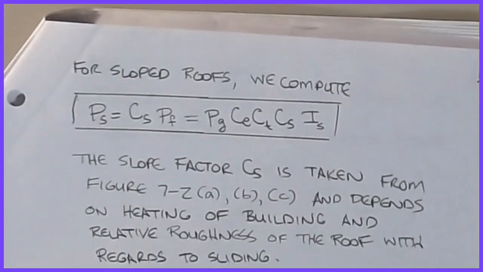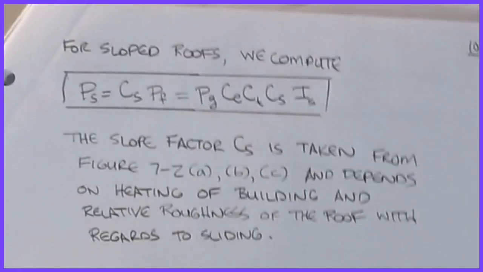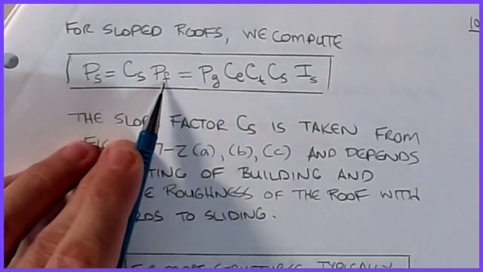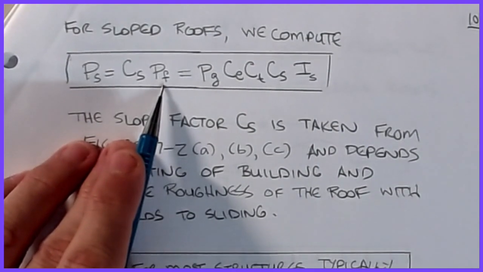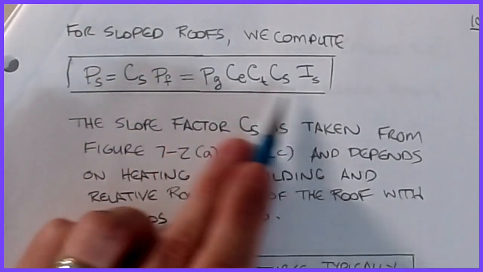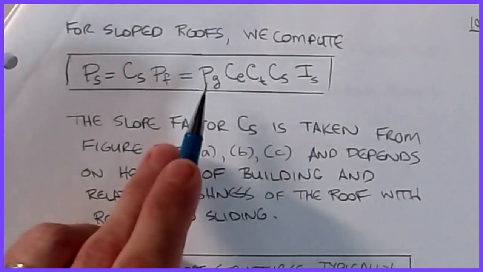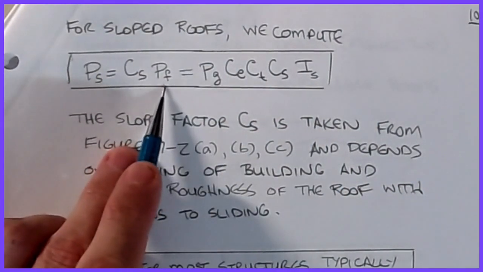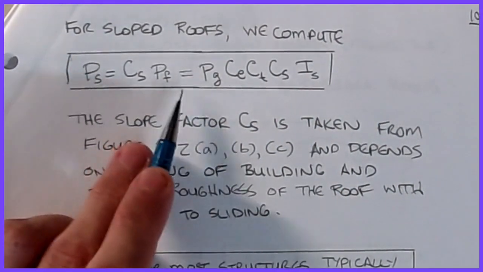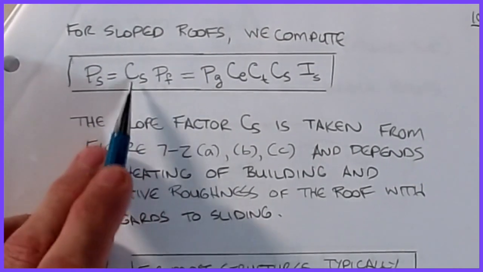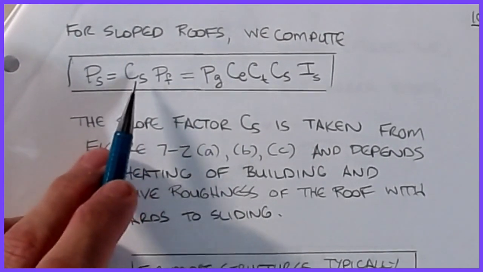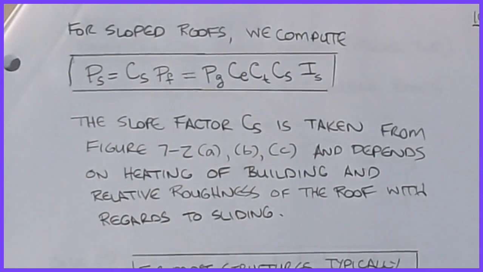Then the only other factor we have to talk about is for sloped roofs. For a sloped roof, all you're doing is taking the PF value that we just calculated, that flat roof snow load. And when I do this computation, the units are PSF and everything else is unitless. For a sloped roof, all I do is come up with a new factor, CS, and that gets multiplied by the PF.